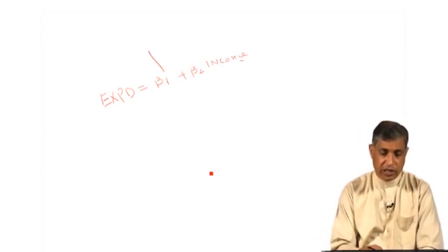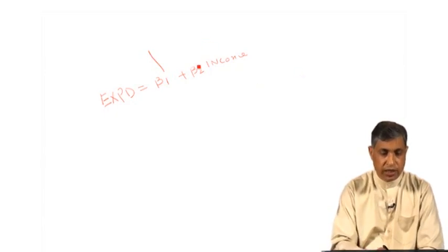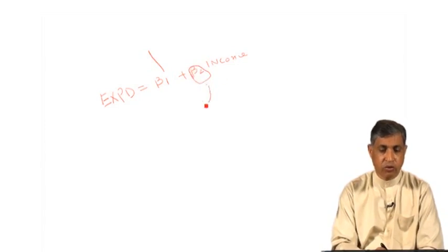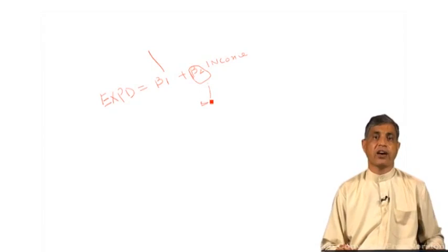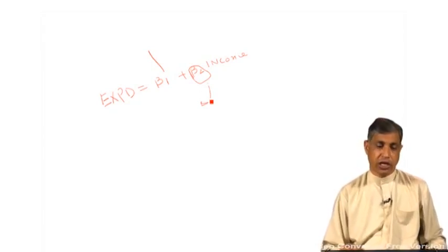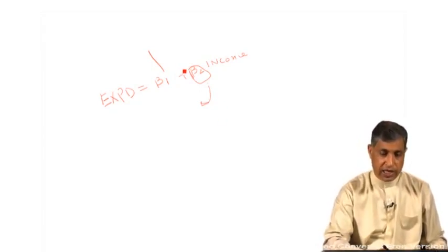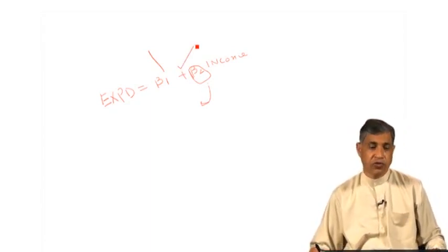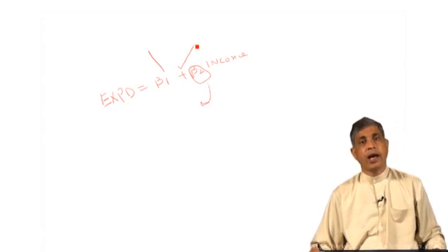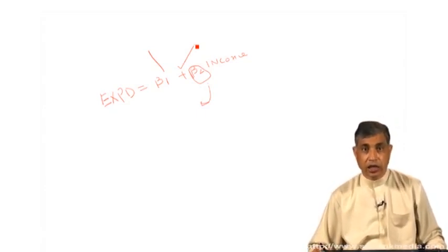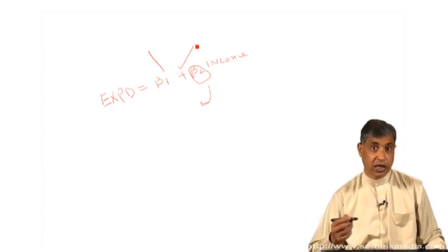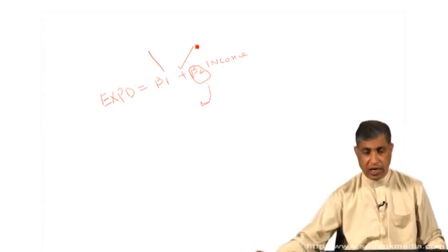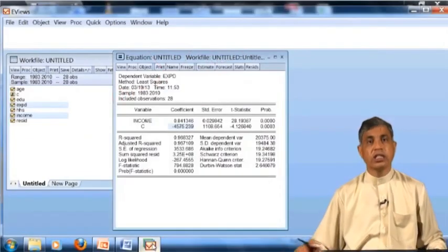Now the beta 2, here you can see that is the beta 2. What is it showing? It is showing the magnitude of the size of the effect of income on expenditure. And if you see this sign, it shows that there is a positive link between the expenditure and the income, and as the income increases, the consumption also increases. So it is according to the theory, so we are not worried about this. So this is our EViews.